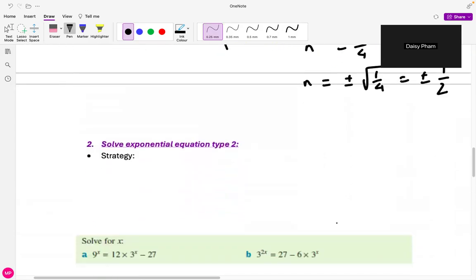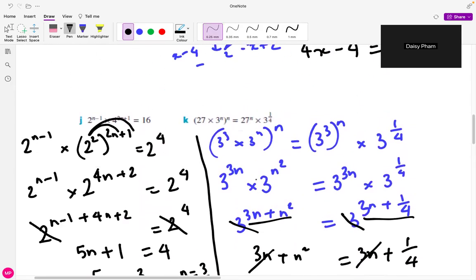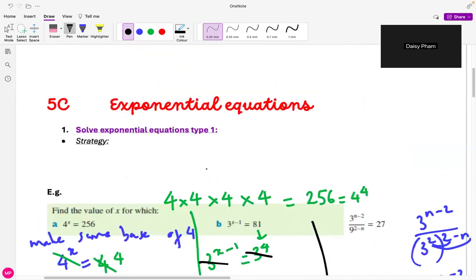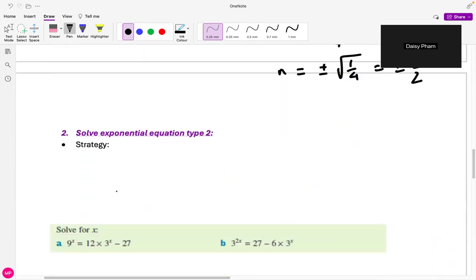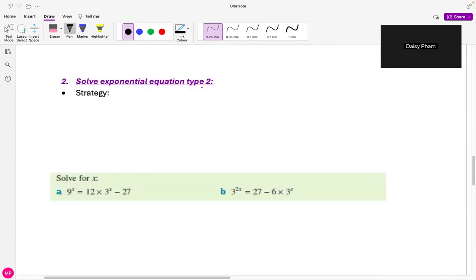All right, so this is the type of question where you can make them the same base. So the strategy for type 1 here is we're just trying to convert all of them to the same base. There's another type of exponential equation, which is this type. We call that type 2. When you see there's a minus in between, or sometimes there could be a plus as well. And of course, you can't make them the same base. You can see 9, 12, 3, 27. That's impossible, right? And there's a minus especially.